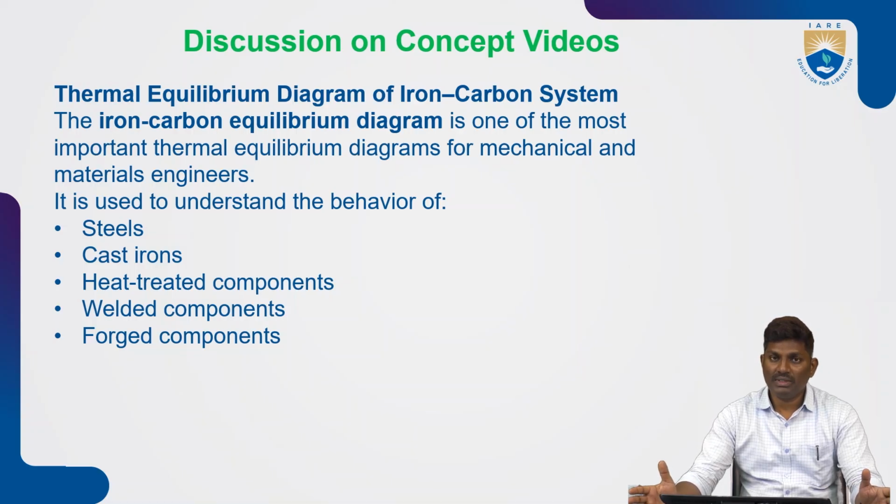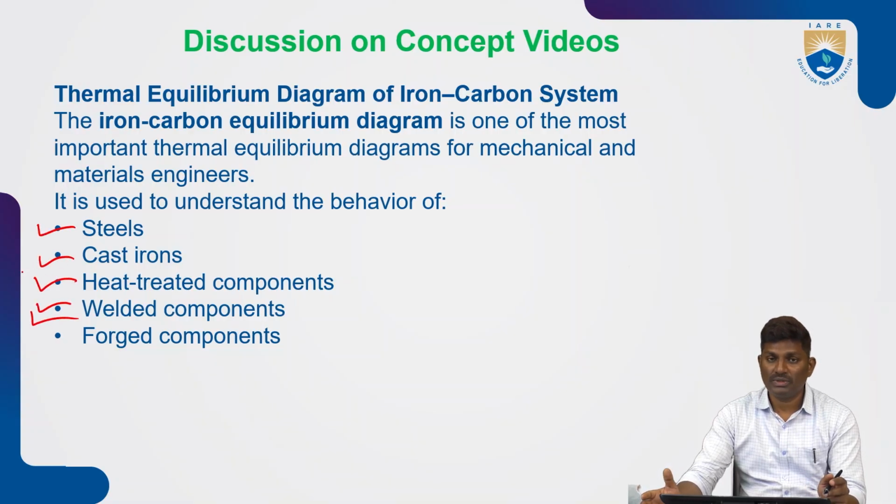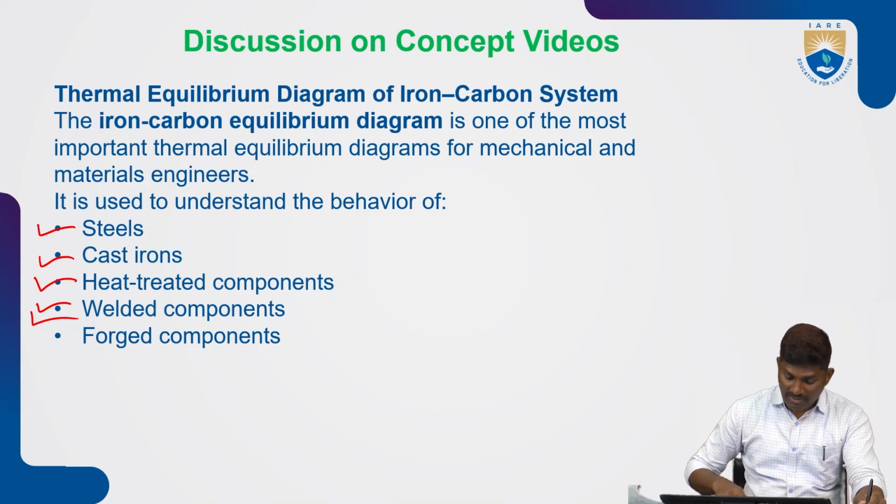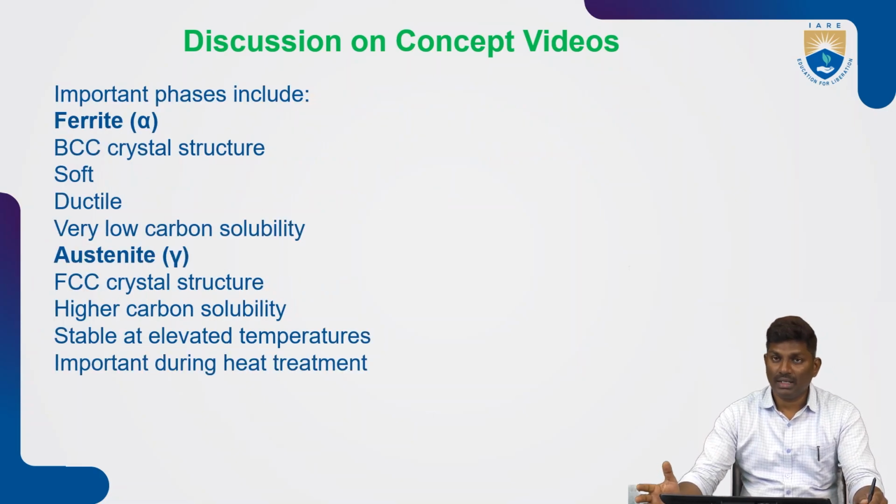iron carbon system. In this case, the iron carbon equilibrium diagram is one of the most important thermal equilibrium diagrams for mechanical engineering and material science engineering. It is used to understand the behavior of steels, cast iron, heat treated components, welded components, and forged components. So this is the importance of the thermal equilibrium while drawing the iron carbon diagram.